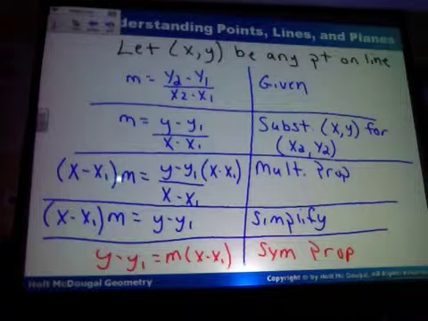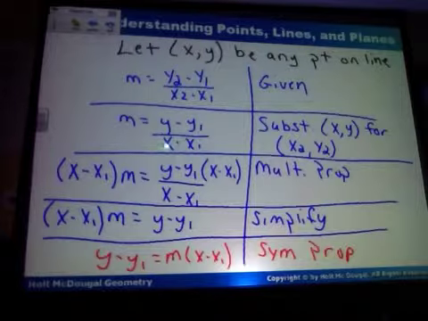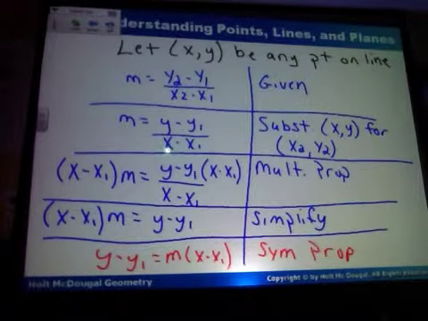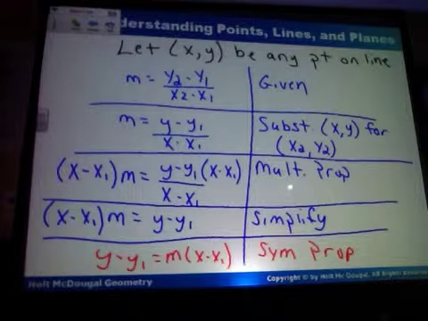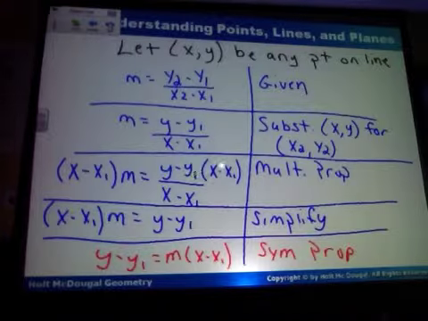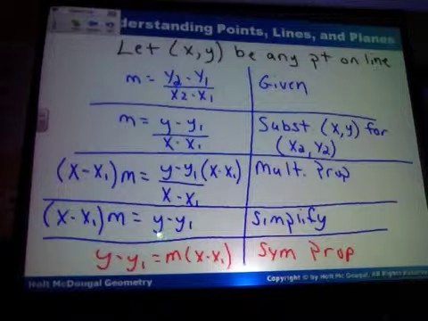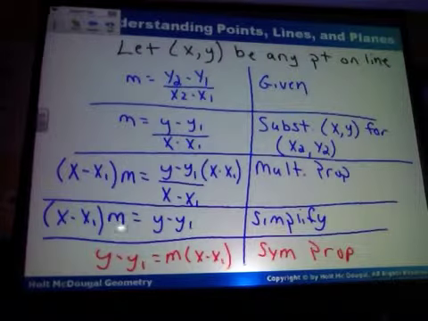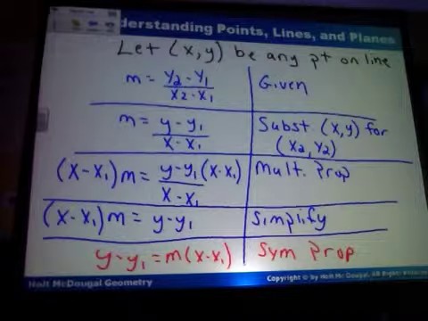And then we're going to multiply both sides by the denominator using your multiplication property, x minus x1. Then we're going to simplify because this cancels out to 1. So on the right side of that equation you have y minus y1. Therefore, you now have your point-slope formula by using your symmetric property.